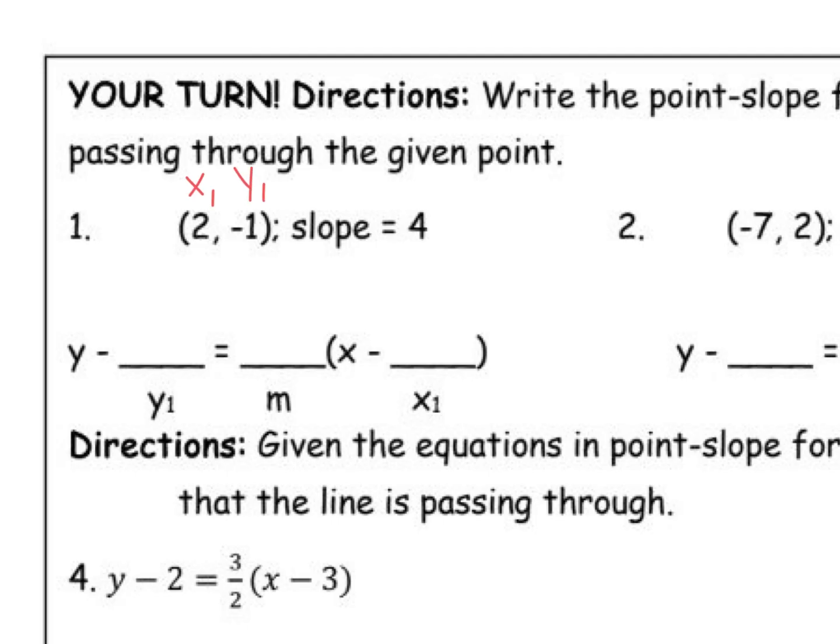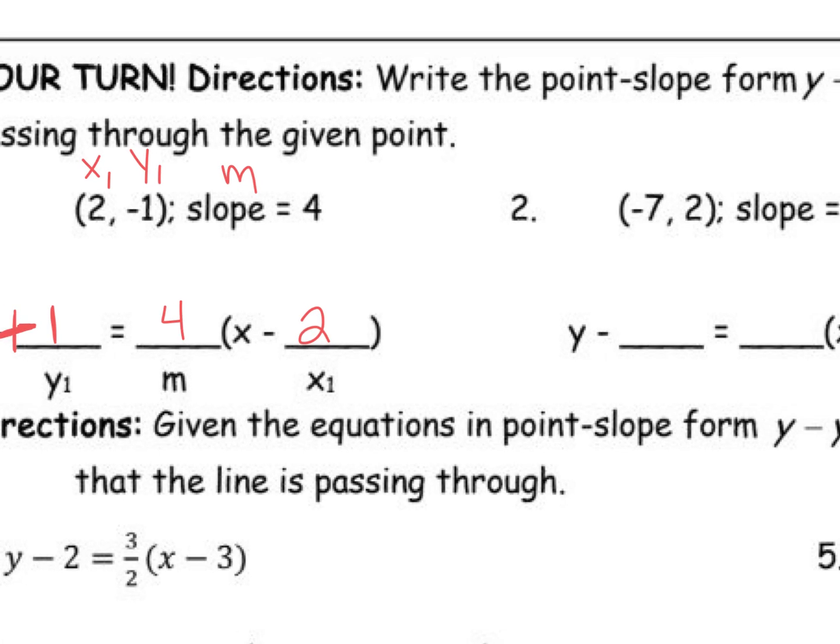x1, y1, and I'm slowly going to take away some pieces for you, right? So I've got it set up for you. Y minus y1 is a negative 1. I'm just going to make that a big plus sign because two negatives become a positive, equals m is 4. X minus x1 is 2. And now we're done. We're just practicing plugging those pieces in.